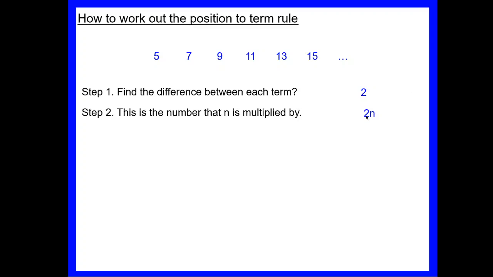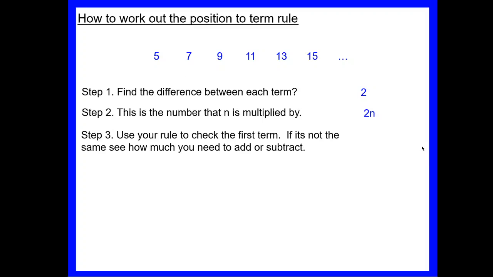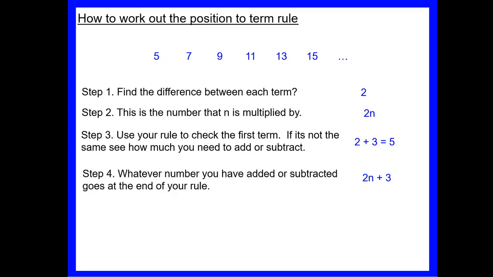So we've got 2 and our first value here is 5. So they're not the same. If they were the same, we'd be done. If they're not the same, I need to work out, well, how do I get from 2 to 5? And I would need to add 3. 2 plus 3 would give me 5. So we simply write that plus 3 at the end of our rule. So our rule is now 2n plus 3.